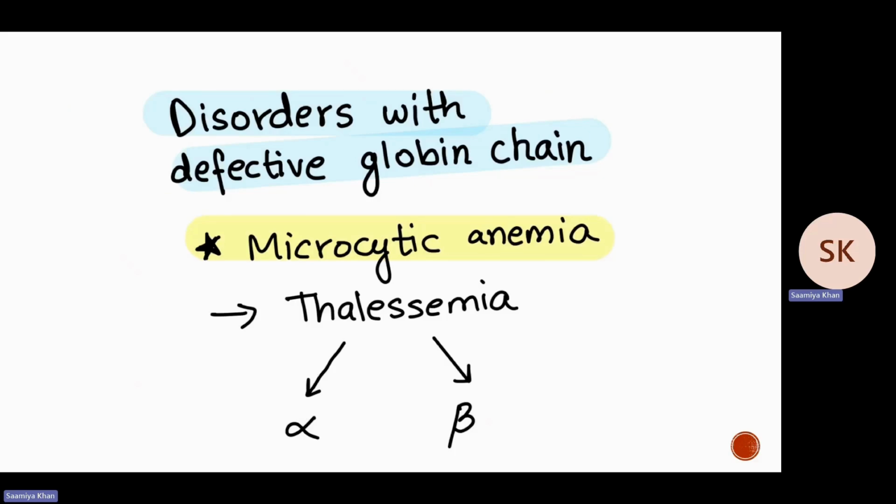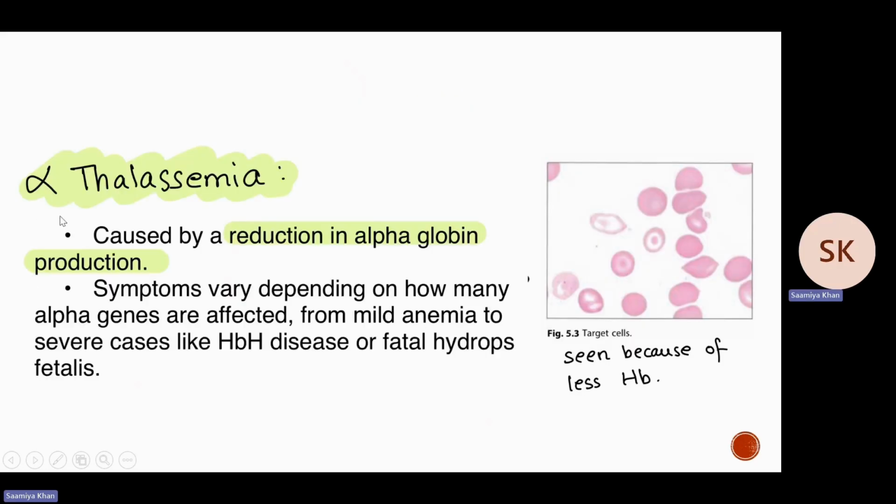Coming to the next part, which is disorders with defective globin chain. In disorders with defective globin chain, it's only thalassemia, which is divided into alpha thalassemia and beta thalassemia. And since it's with the globin chain, so low globin chain, so obviously microcytic anemia. So there are two types of thalassemia, which is alpha thalassemia. In this, it's a reduction in the alpha globin production depending on the number of genes affected. So it could range from mild anemia to severe cases like HbH disease or fatal hydrops fetalis.